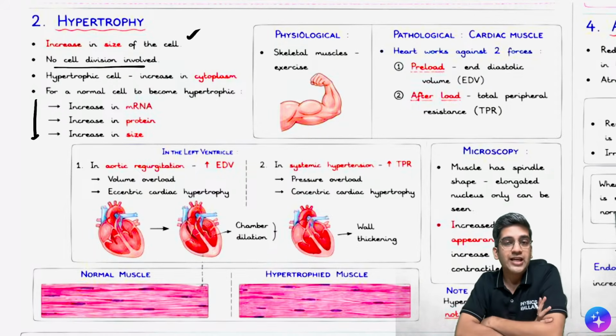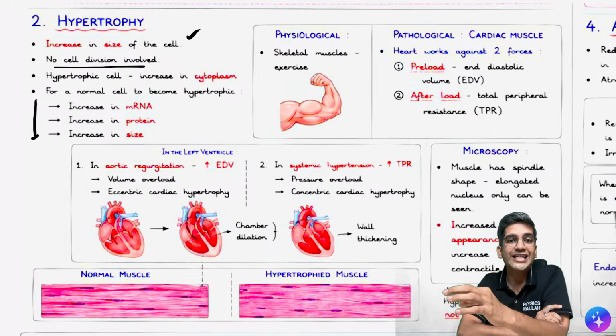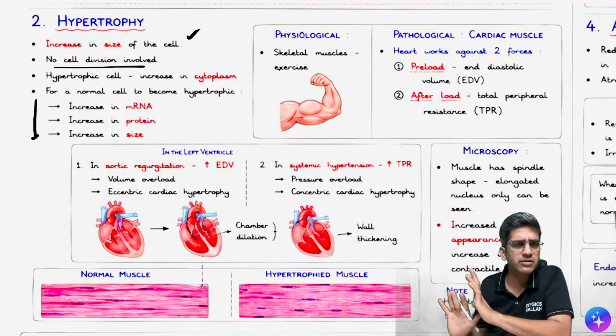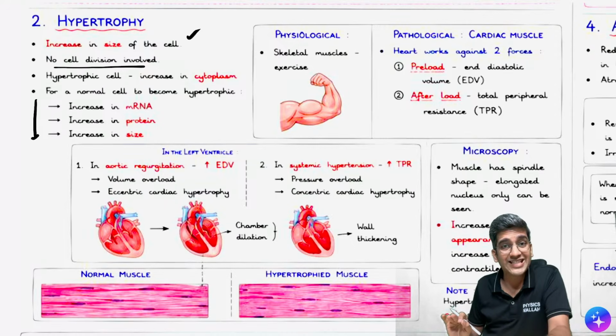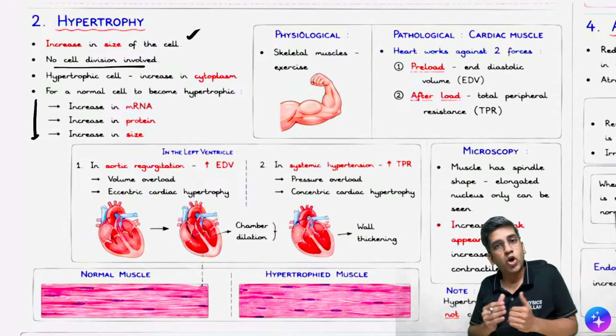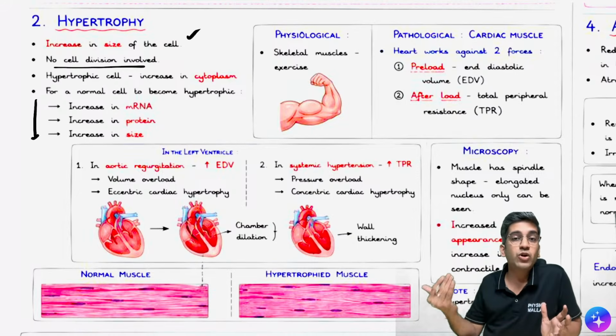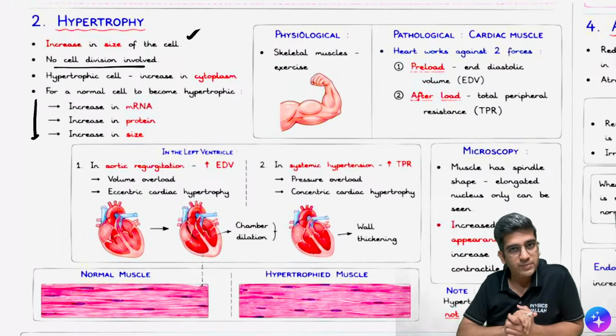So physiological example, skeletal muscle undergoes hypertrophy because of pure increase in the size due to increase in muscle mass, that's all. Pathological, like I said, the same striated muscle we have in cardiac. There are two forces which will be increased which cause hypertrophy. That's your preload and the other one is afterload. Preload, your end diastolic volume is a preload. When there's more preload, automatically my end diastolic volume in the ventricles becomes a little bit more, and with more afterload, the total peripheral resistance becomes more, right?